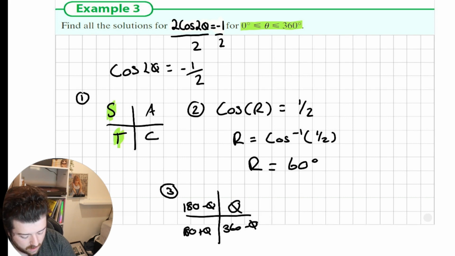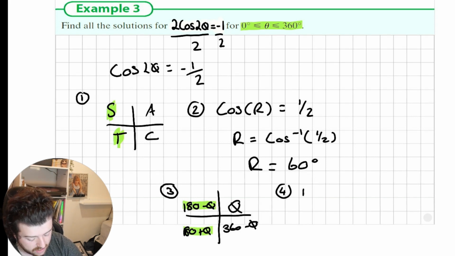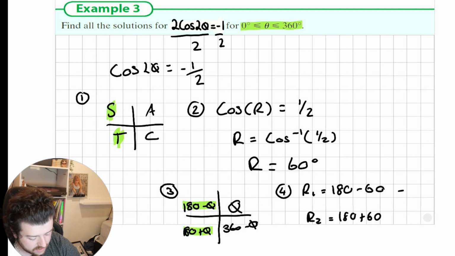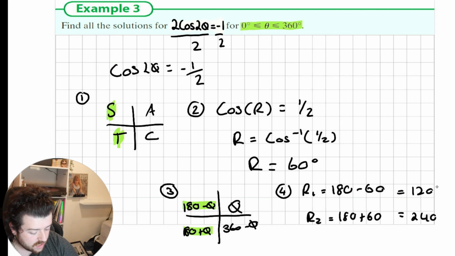So we are in the second and third region. So my angles are going to be 180 minus 60 and 180 plus 60. So that's going to be 120, and that is going to be 240 degrees. Right, so that's what we got up to so far.